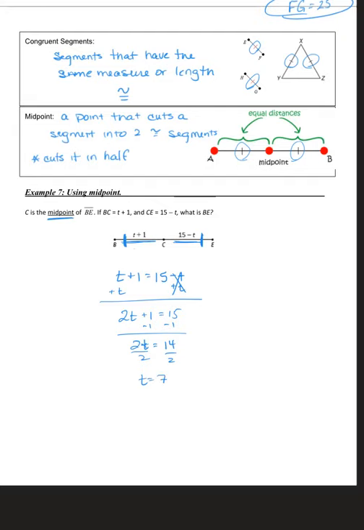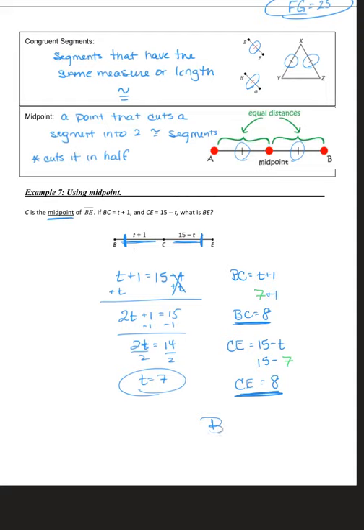Now, if I look back up there, it says, what is BE? So we don't get to stop here. We have what T is, but we have to substitute it back in to figure out what the lengths are. So we know that BC is T plus 1. So that's going to be 7 plus 1, which means BC is 8. We know that CE is 15 minus T. So in this case, it's going to be 15 minus 7. So we get CE is 8.